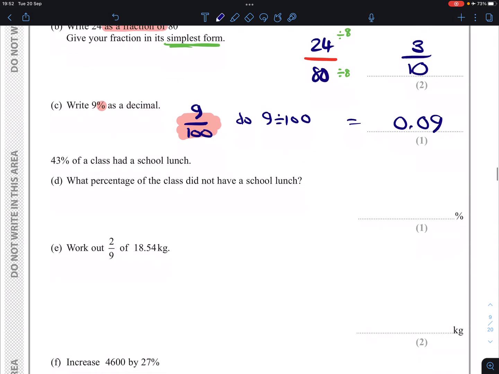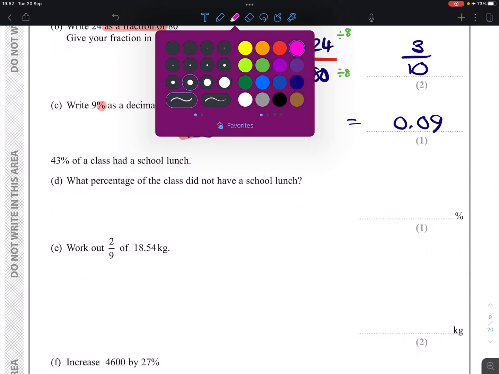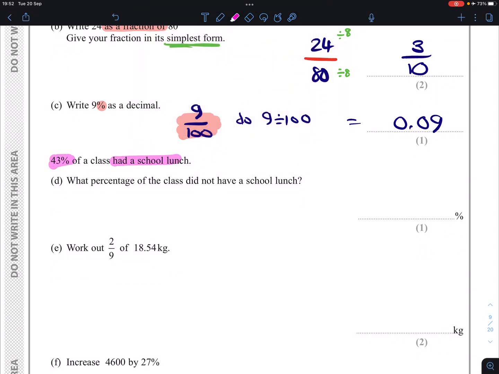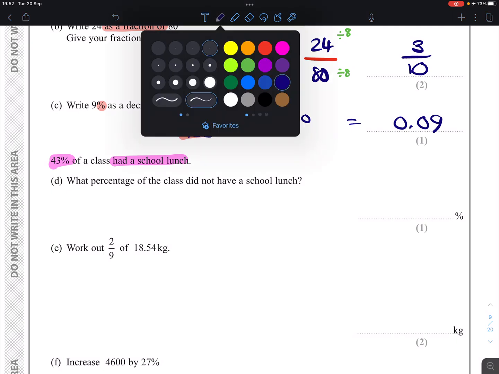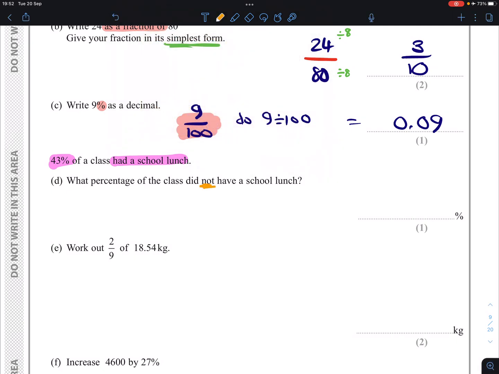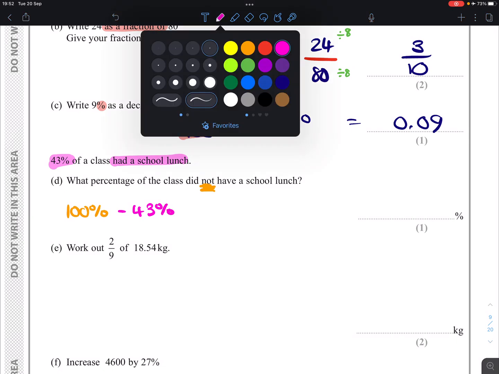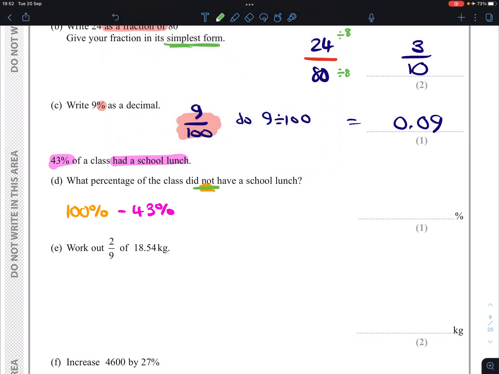Next part, 43% of a class had a school lunch. What percent did not have a school lunch? In other words, what was the rest? Well, 100% would have been everybody. This 43% that had a lunch, if we take that away, that's going to give us the percentage who did not have a school lunch, which is 57%. 57% is the answer for that one.